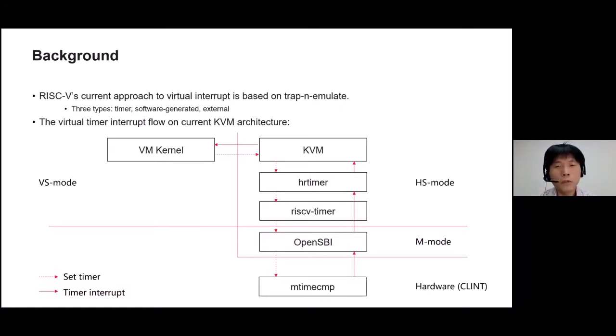The current flow of the virtual timer interrupt is shown here. Whenever the VM kernel needs to set up the timer for a timer interrupt, it needs to trap to the KVM, which utilizes the hrtimer and the timer driver, which finally traps to machine mode to set up the physical timer. On an interrupt, the hart is switched to machine mode first. OpenSBI then injects the timer interrupt to the HS-mode host kernel, which then injects the timer interrupt to the guest kernel. The entire process includes multiple traps and components. Many cycles are spent on emulation of the timer interrupt to the guest.